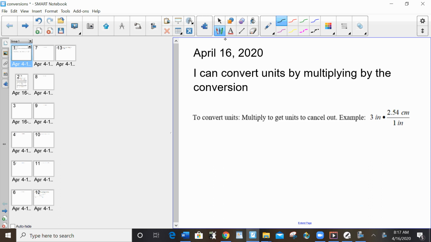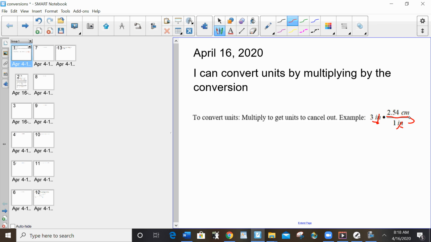It says to convert units, multiply to get the units to cancel, and I showed you an example here. If I want to get inches to cancel, if I want to get inches to centimeters, then I'm going to make a fraction. The inches goes on bottom, so my inches cancel. Whatever the conversion is, I write here.